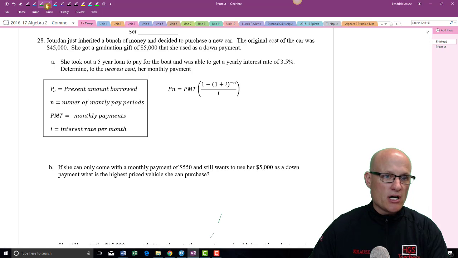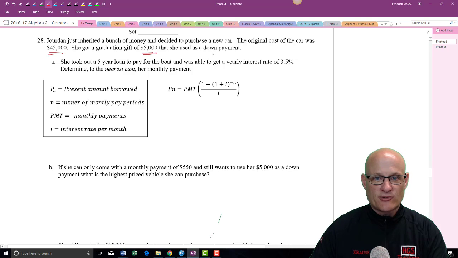Jordan bought a car that originally cost $45,000, but she got a gift of $5,000 that she's going to use as a down payment. So she's going to have to borrow $40,000. The number of payments: she's going to do it for 5 years. Those are monthly payments, so 5 times 12 is 60. We don't know the payment. And our interest rate is a 3.5% yearly interest rate.